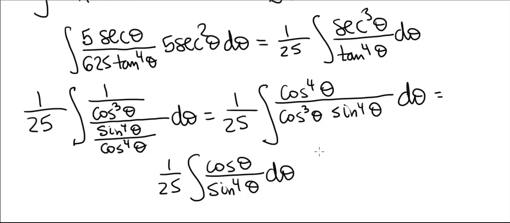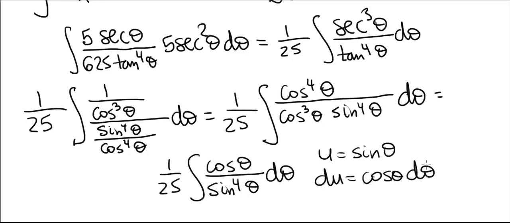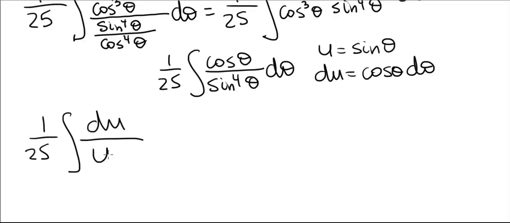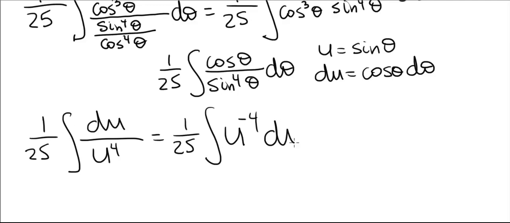So now we can make the substitution. Let u be sine of theta. du will be cosine of theta d theta. And so with that substitution, we get 1 over 25. The numerator is du, and the denominator is u to the fourth. So the 1 over 25, integral of u to the minus 4 du. So this is 1 over 25 u to the negative 3 over minus 3.